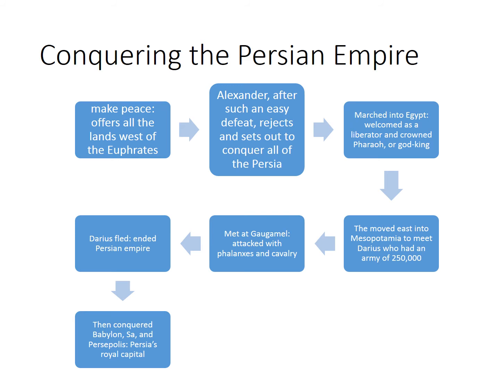Now, after quite some time spent in Egypt, he set out with his army into Mesopotamia, and he met Darius once again. But Darius had gathered an army of about 250,000 men. And Alexander, fearless man that he was, attacked once again and won again. And Darius would run away, and that would end the Persian Empire. Now all of Persia is once again under the control of Alexander. He was able to conquer Babylon, Persepolis, Susa, all of which were royal capitals of Persia.